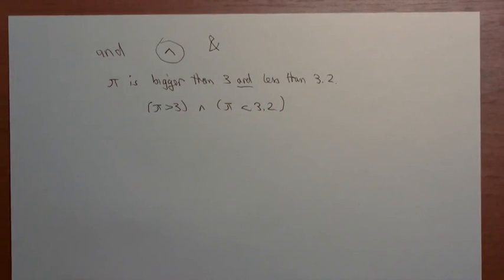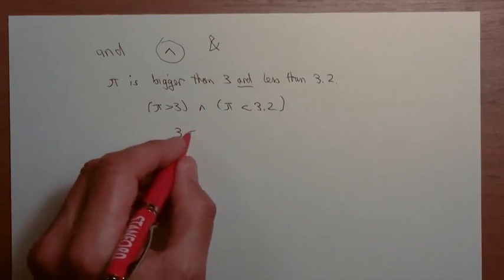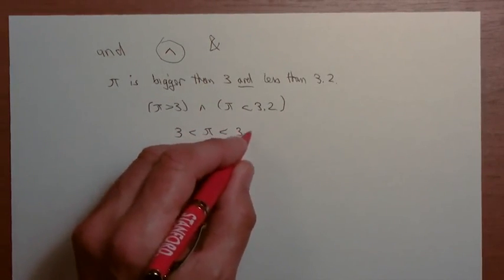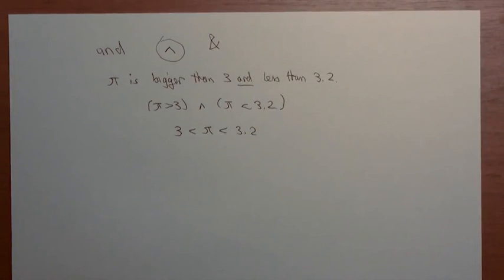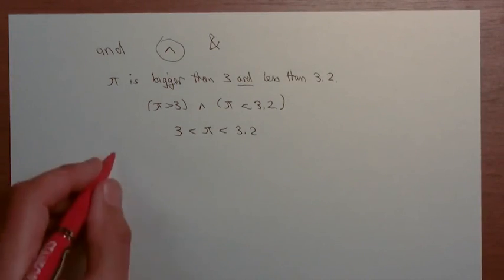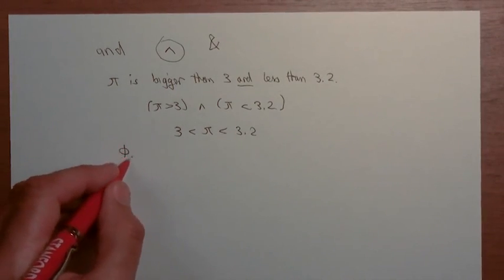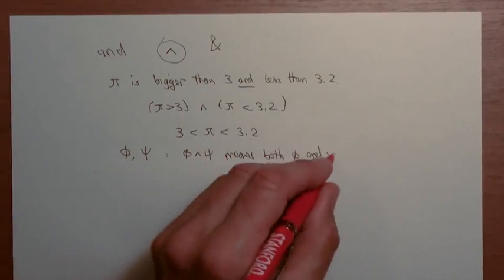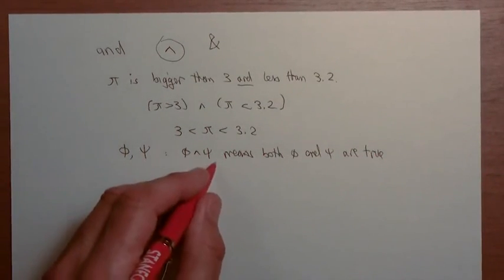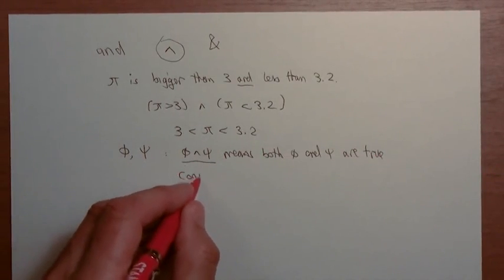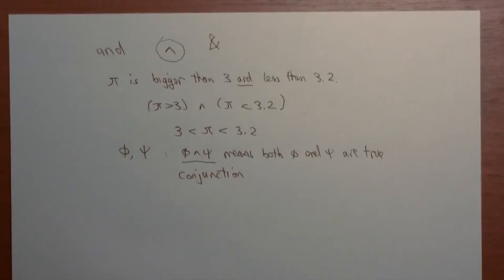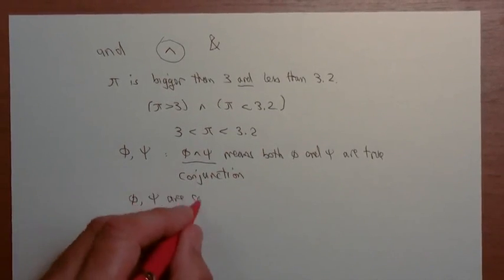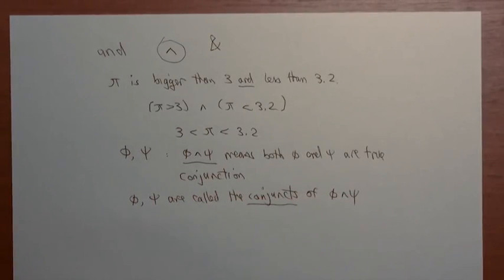In fact, for this example, where we're just talking about the position of numbers on the real line, there's an even simpler notation. We would typically write 3 less than pi less than 3.2. But as an example illustrating the use of the word and, this one is fine. What does it mean? Well, if we have two statements, phi and psi, then phi and psi means that they're both true. The official term for an expression like this is that it's the conjunction of phi and psi. Relative to the conjunction, the two constituents phi and psi are called the conjuncts of phi and psi.